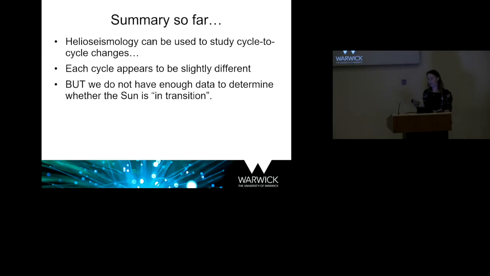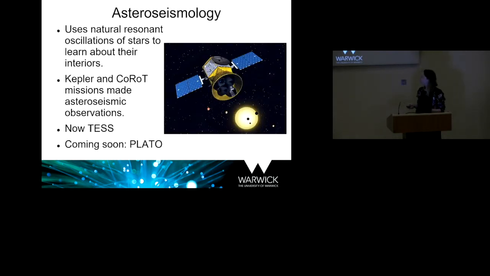In my title, I posed the question whether the Sun was in transition. Hopefully, I've shown you that we can use helioseismology to study cycle-to-cycle changes, and indeed we can look at very small changes in the Sun's magnetic field. But because we only have a limited number of cycles of helioseismic data, in my mind, it's very difficult to answer whether the Sun is in transition from these kind of observations. So another resource that we can look to is the stars.